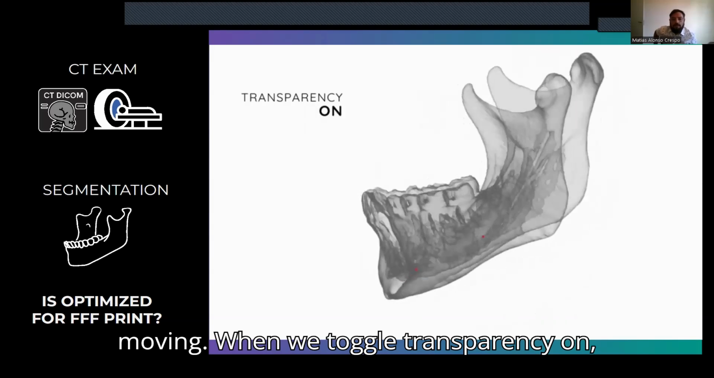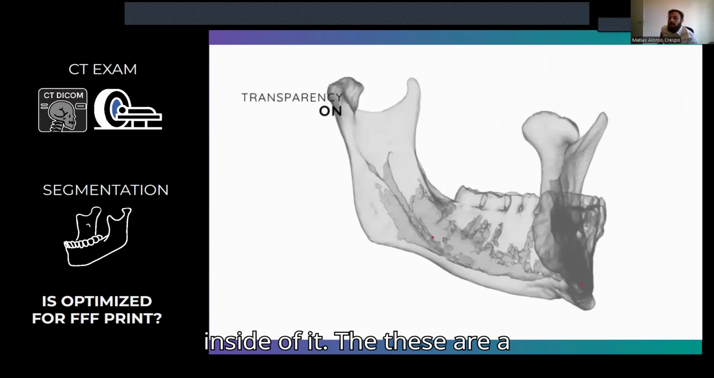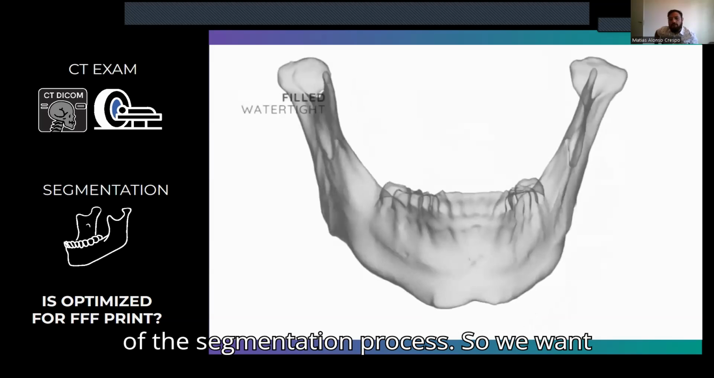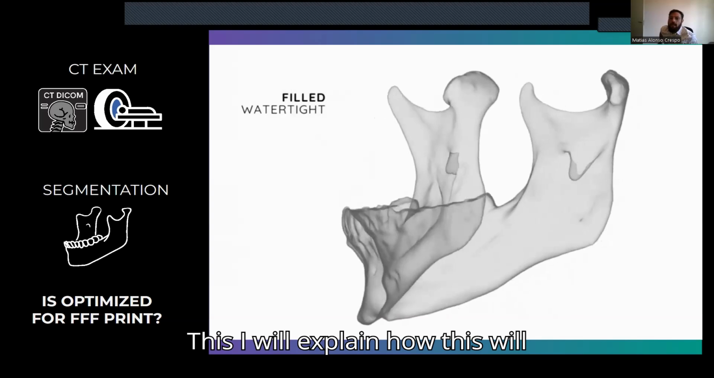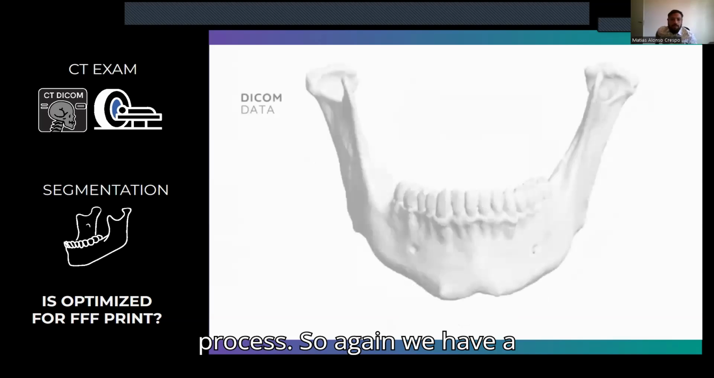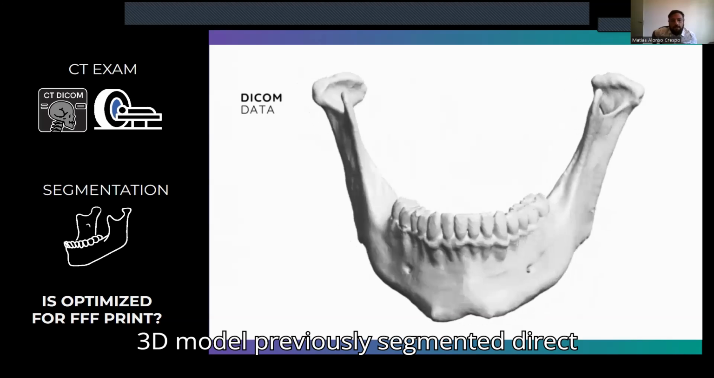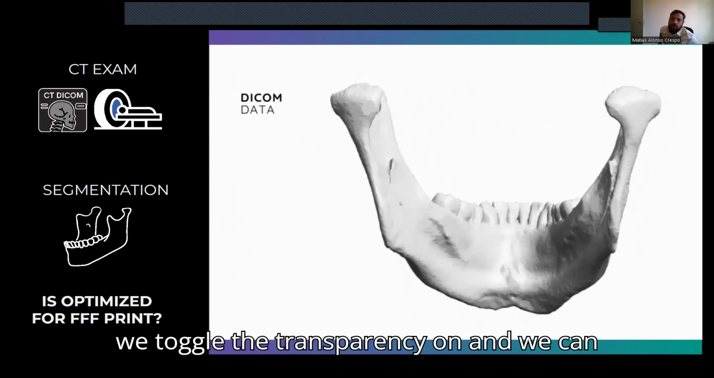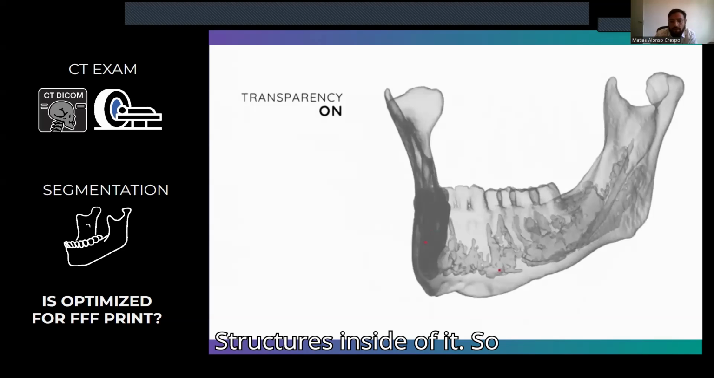When we toggle transparency on, we can see all the anatomical structures inside of it. These are the thresholding result of the segmentation process. So we want to achieve a fully filled watertight model. I will explain how this will work and will help with the production process. So again, we have a 3D model previously segmented directly from DICOM data. We toggle the transparency on, and we can see all the anatomical structures inside of it.